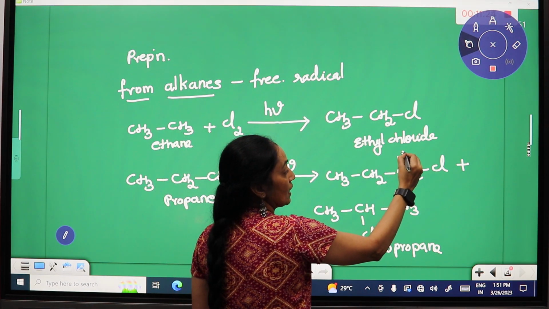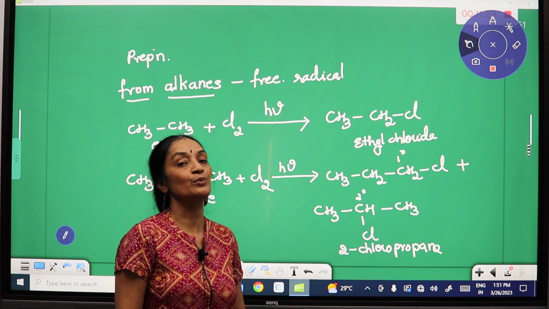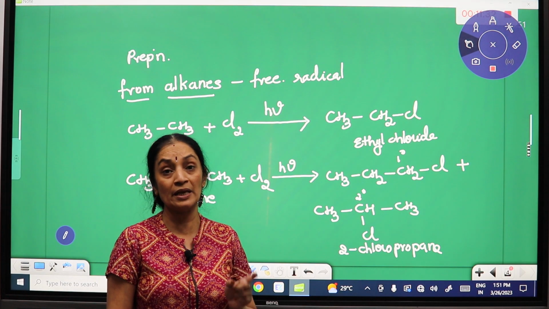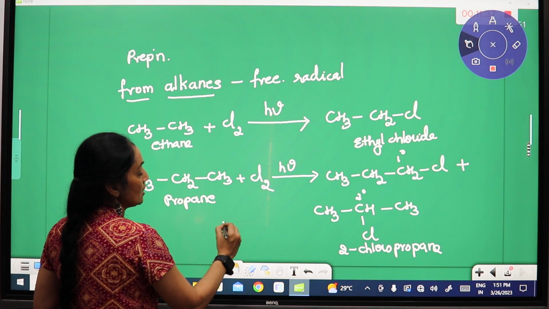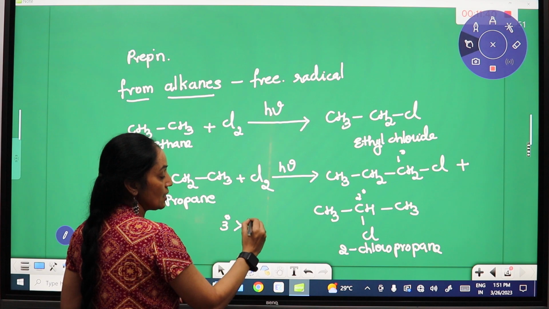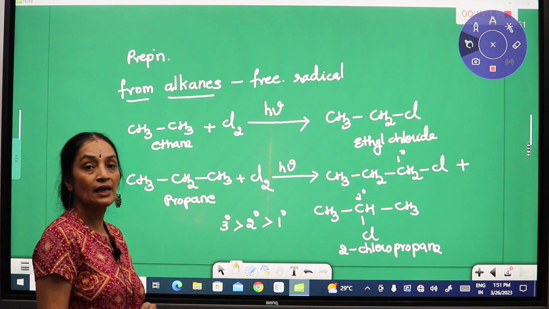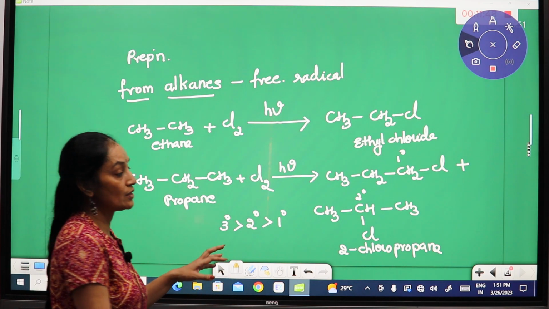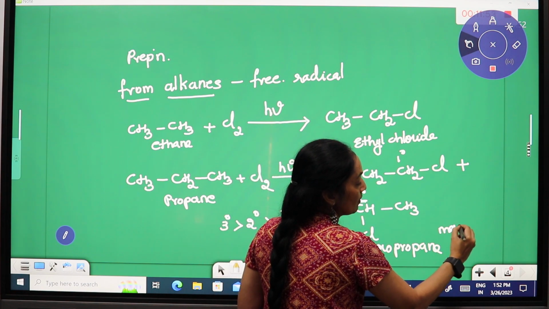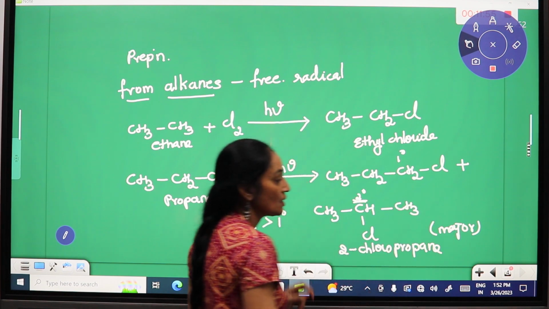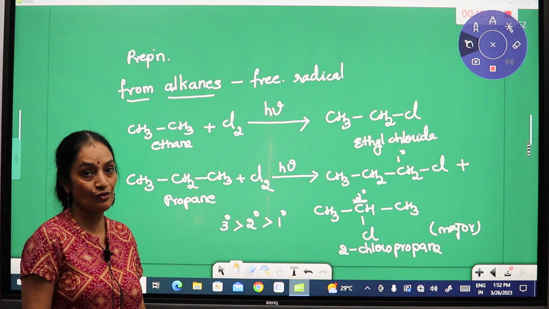Now, see the difference. Here it is a primary carbon atom, here it is a secondary carbon atom. When we get 2 different products, we need to give a justification of which will be the major product and which will be the minor product. According to the rule, tertiary carbon is more stable than secondary carbon, and secondary carbon is more stable than primary carbon. So, 2-chloropropane, the secondary carbon product, will be the major product when we do the chlorination reaction.